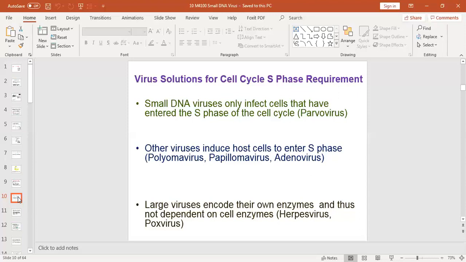Some other viruses, upon infection, make the host cells go to the S phase, and some larger viruses such as herpes or poxvirus really don't care which phase of the cell cycle the cell is in. They encode their own enzymes, and therefore they do not need host cell enzymes for DNA replication. Moving to slide number 11.